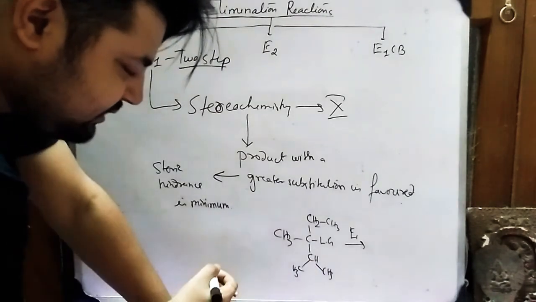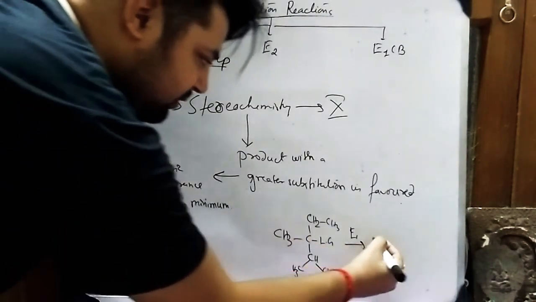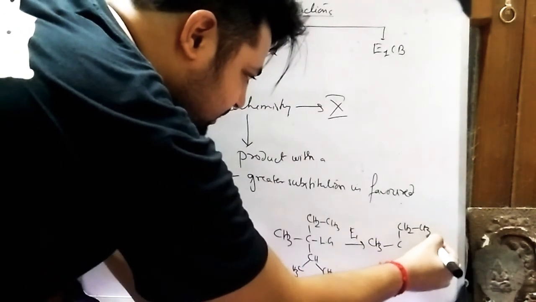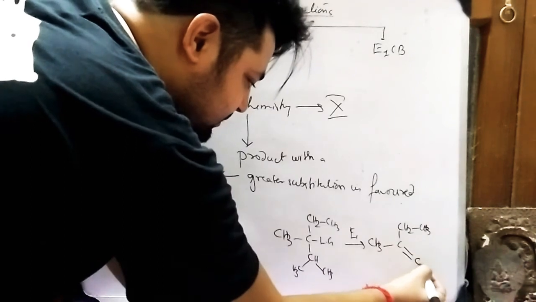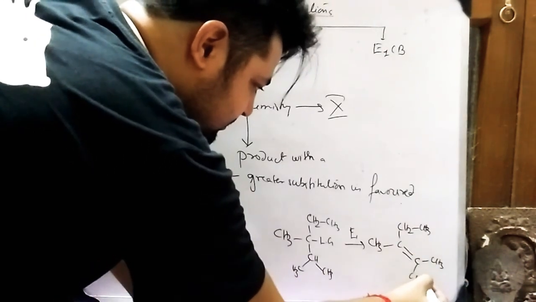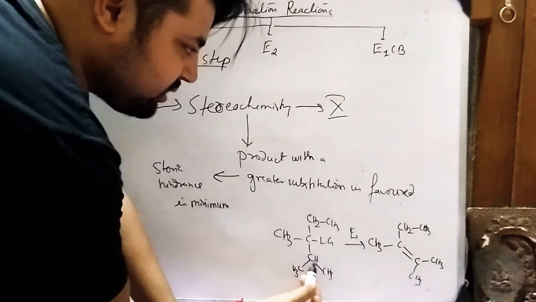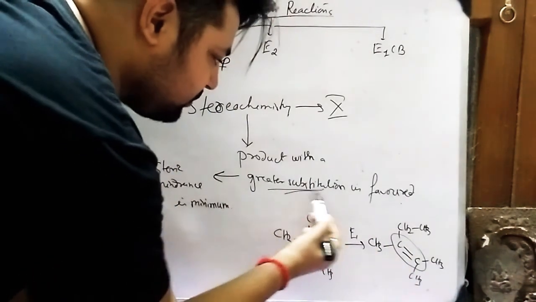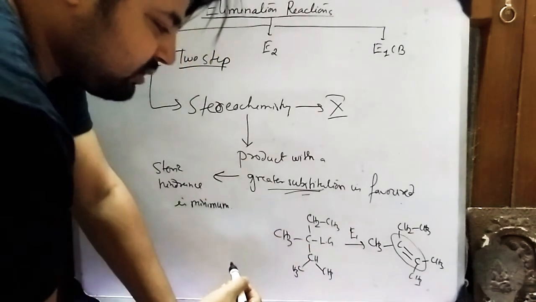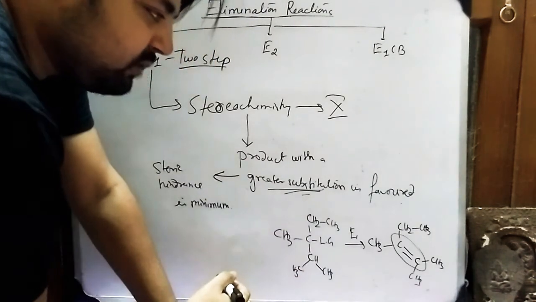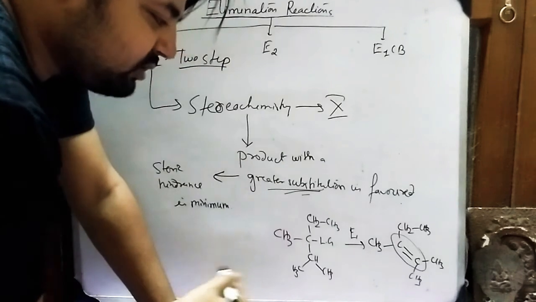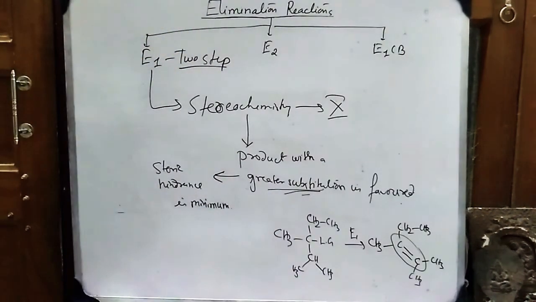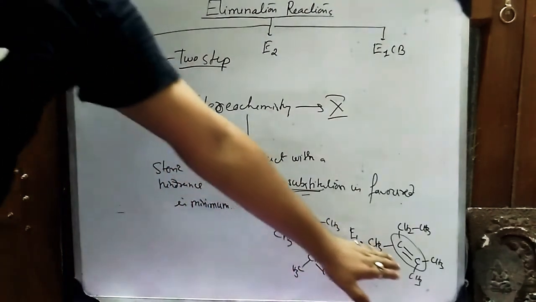Here, if this hydrogen gets abstracted, then a stable product, suppose this is CH2, CH3, and C, CH3, CH3. If this hydrogen is abstracted, then the double bond will be the most substituted. If this other hydrogen is abstracted, the substitution will be less, but if this hydrogen is abstracted, the substitution will be highest. So this will tend to give this product.